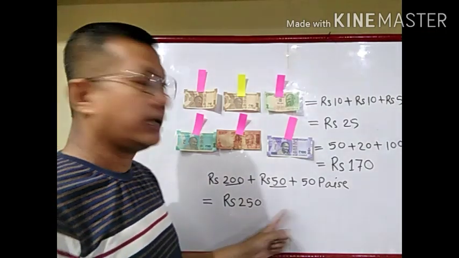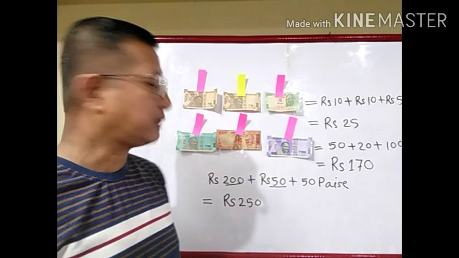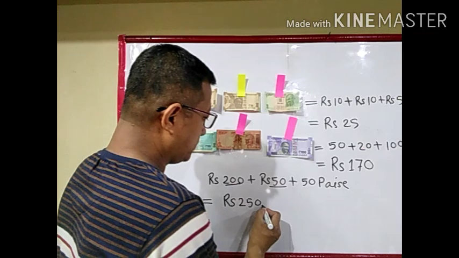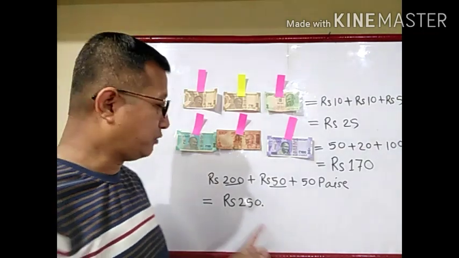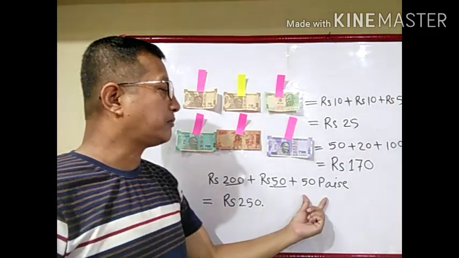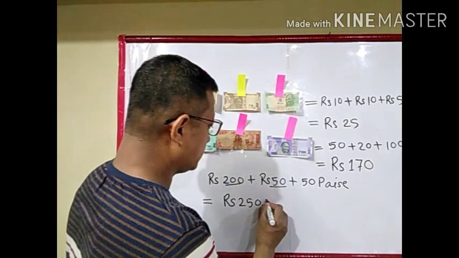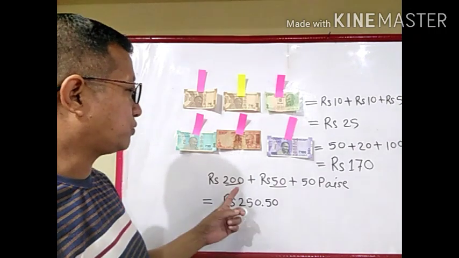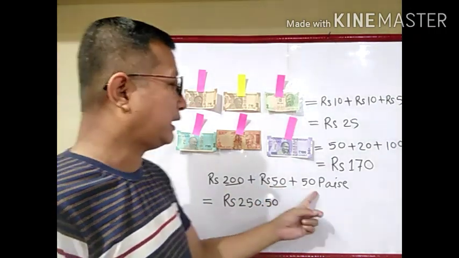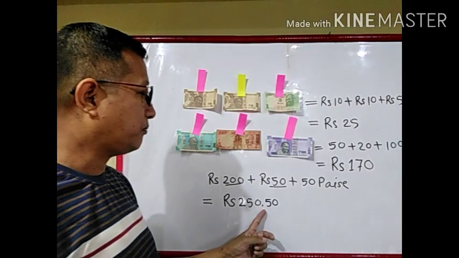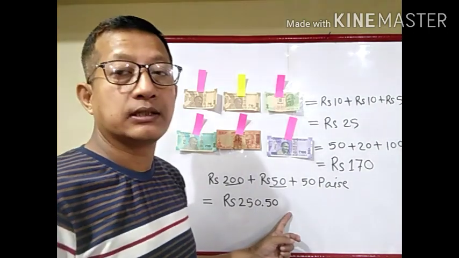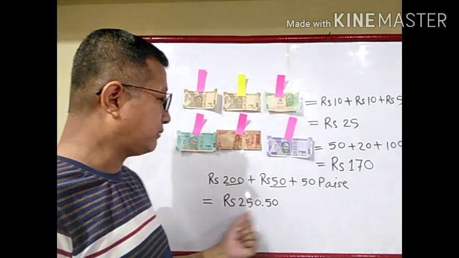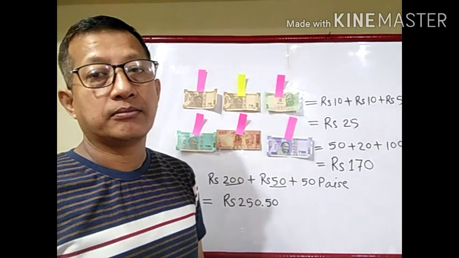This was rupees and pies. So pies, how can you write? For writing this, you have to give one decimal point here. After rupees you give a decimal point, and how many pies? 50 pies. So directly you can give here 50. Clear? So here 250 rupees and 50 pies. So 250.50. Okay, 250 rupees and 50 pies.